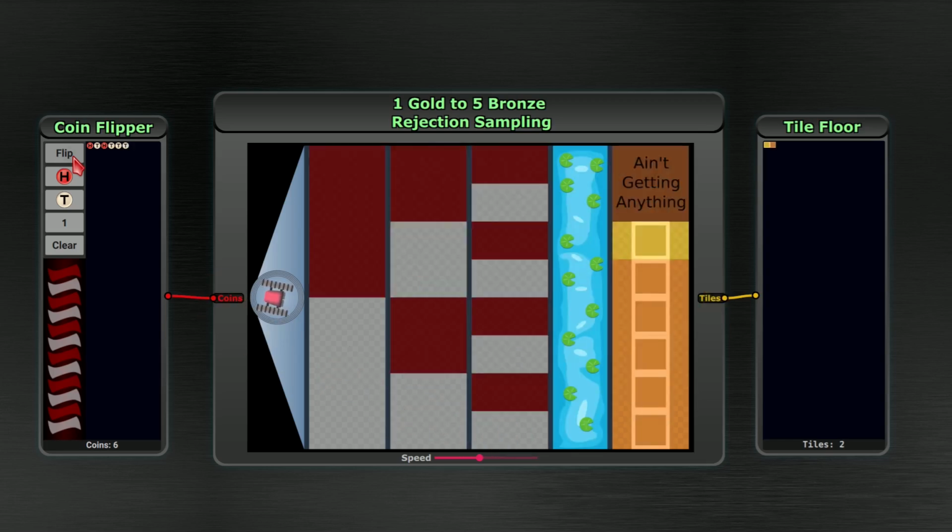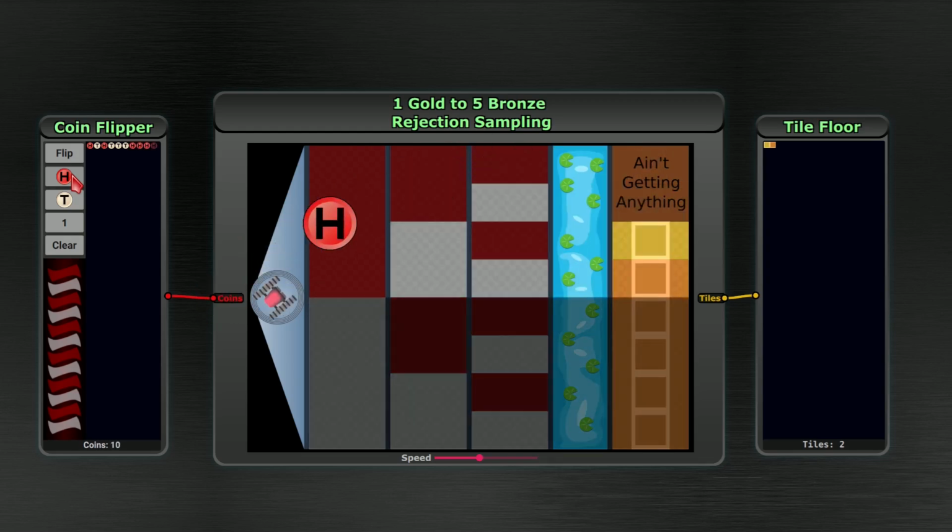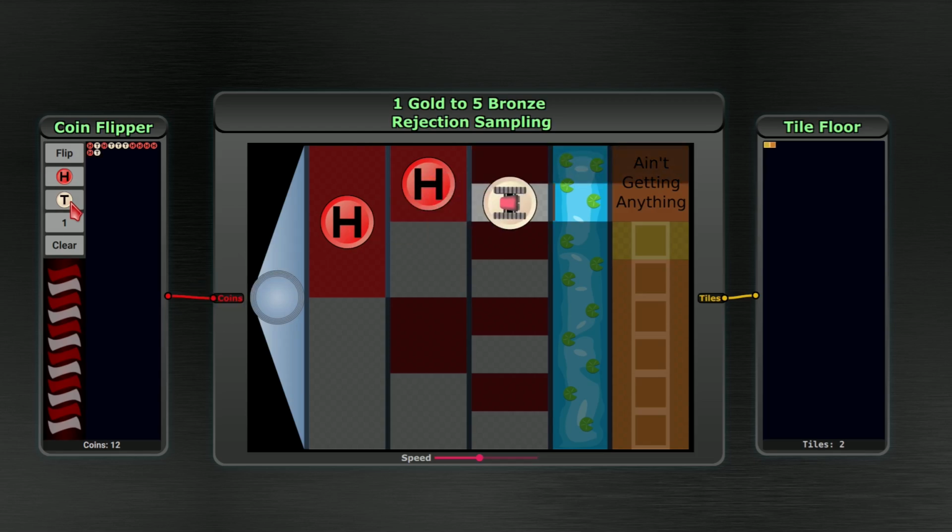But there's a problem. These 6 outcomes are all you need. 1 for gold, 5 for bronze. But 3 coin flips gives you 8 outcomes. So 2 of these outcomes point to nothing. Heads, heads, heads, nothing. And heads, heads, tails, also nothing.